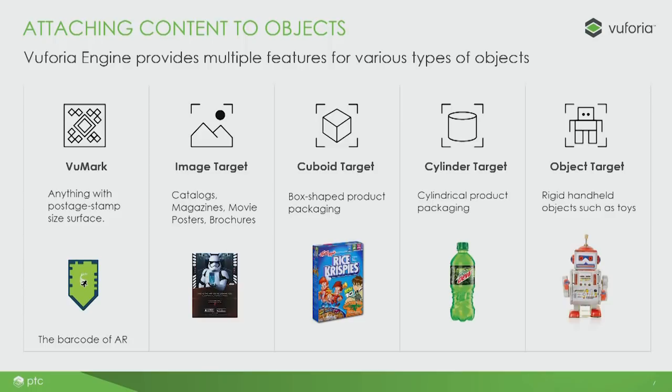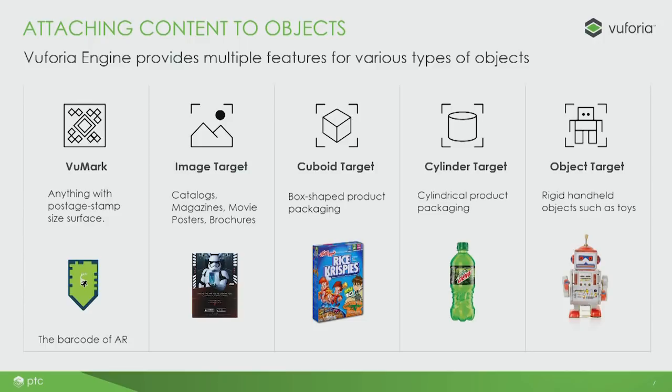The object target is what we use when we're looking to augment an object that doesn't fall under these sort of traditional shapes. These are perfect for small, rigid objects that have a lot of visual features. You augment these after you scan them using one of our tools.